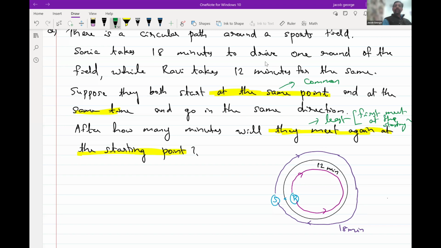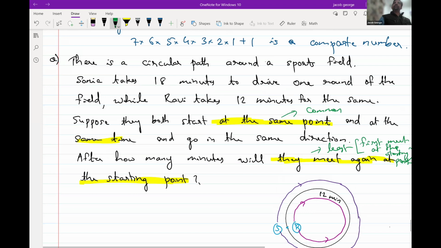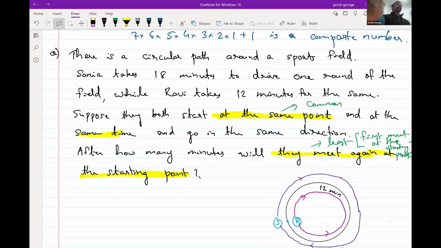Are you getting that idea from those words? Their first meet at the starting point means we find out the lowest or least common multiple. What is that? Least common multiple. So we are supposed to find the LCM of 18 and 12 for this question. Is it clear? So this way, we have to identify the question for LCM or HCF.